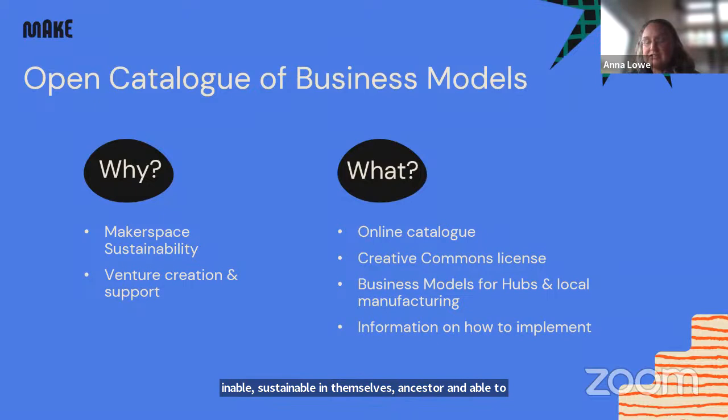So the idea is to create an online catalogue, which will be released under a Creative Commons license. It's expected to be released in July this year. It's going to cover business models both for actual hubs or makerspaces and for small scale manufacturing enterprises. And there isn't a clear delineation between those.